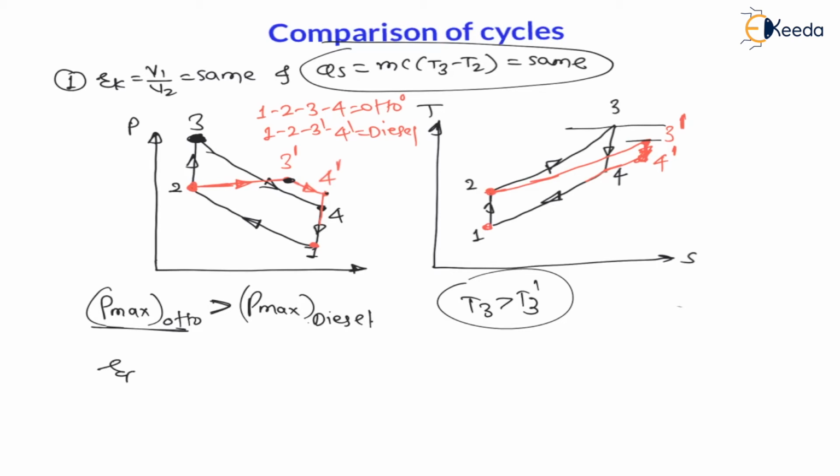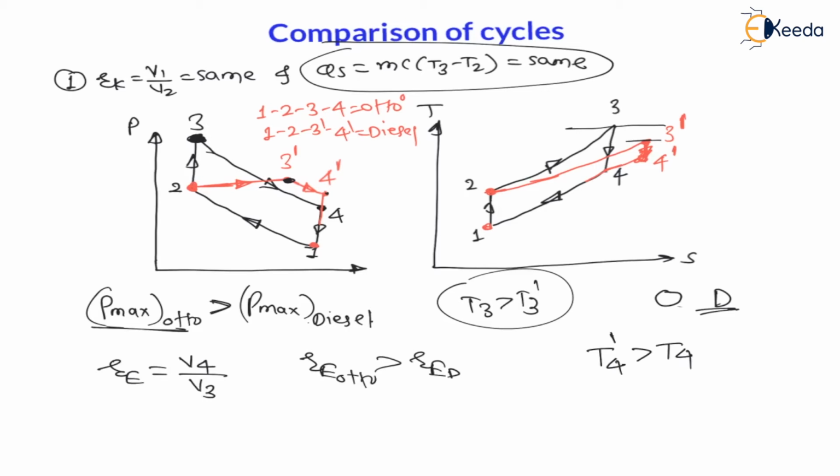Now next is expansion ratio. Expansion ratio is nothing but the volume at the end of expansion, V4, divided by the volume at the start of expansion, V3. Now my dear students, we can see V4 divided by V3 for the Otto cycle is more as compared to the diesel cycle. Therefore, the expansion ratio of Otto is more than the expansion ratio of diesel. From here, for Otto I will use O, for diesel I will use D. Now next is temperature at the end of expansion, that is T4. Can you see T4 dash is more than T4? Hence temperature at the end of expansion, T4 dash, is more than T4. That is, T4 dash is for diesel, T4 is for Otto.